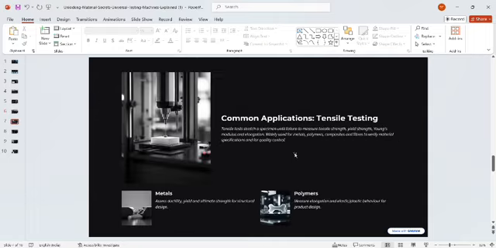So next, the common applications. The common application of UTM is tensile testing. Tensile testing is used to stretch a specimen until failure.